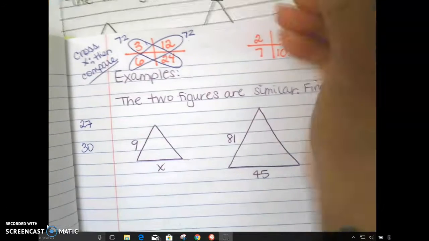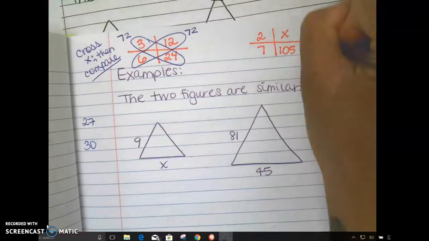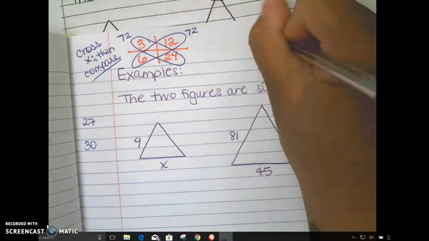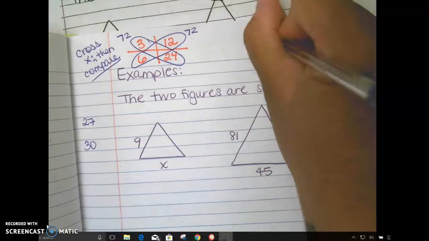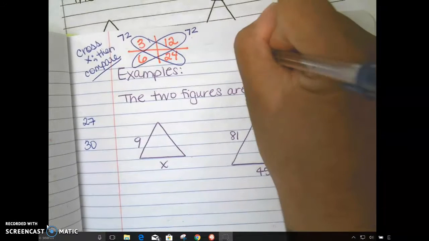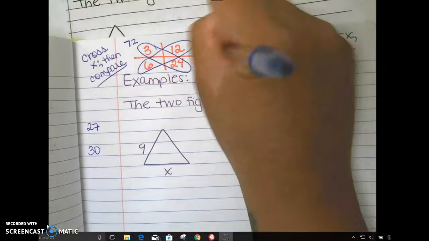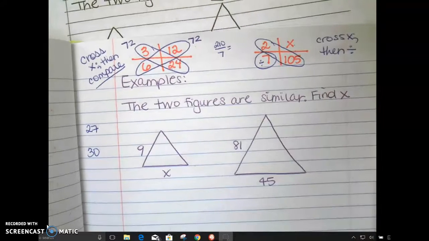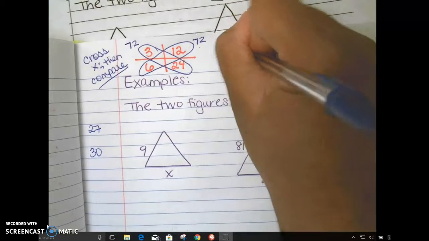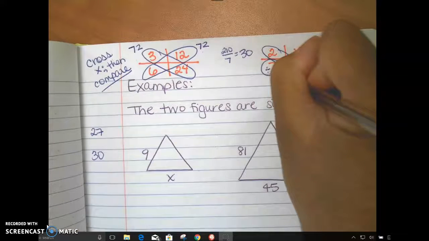Now it's time to cross multiply and then divide. Two times 105 and divided by whom? 7. What's 2 times 105? 210 divided by 7. What is that? 30. Okay? So my missing side is 30.